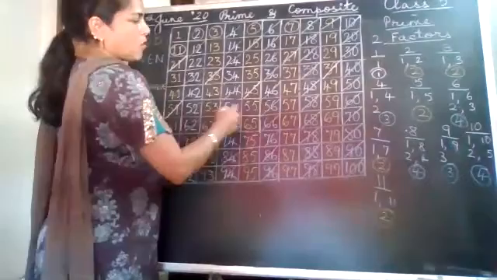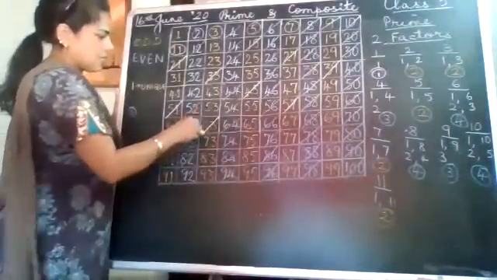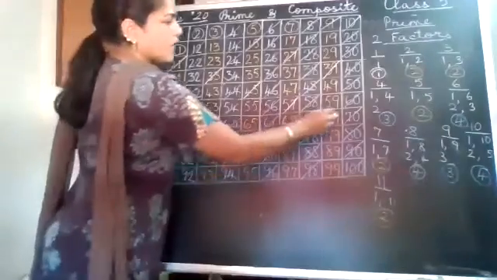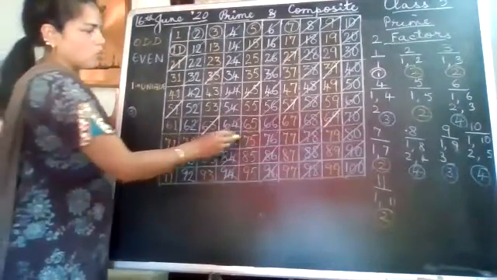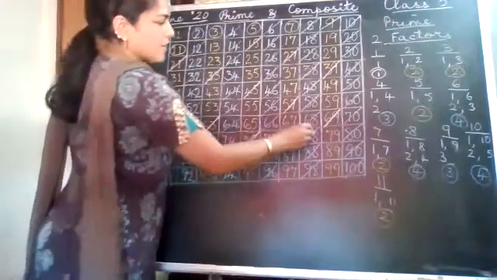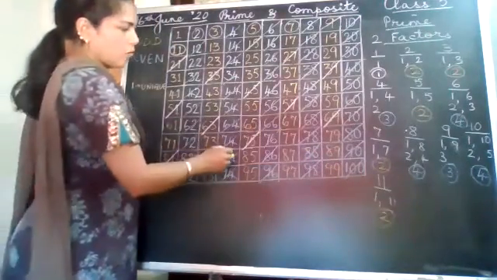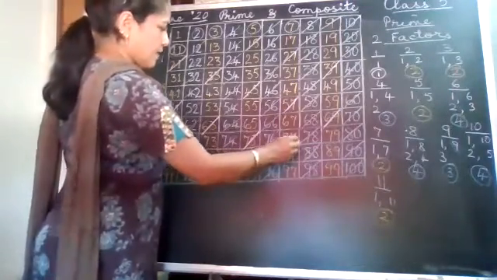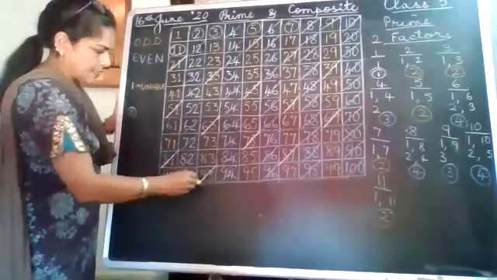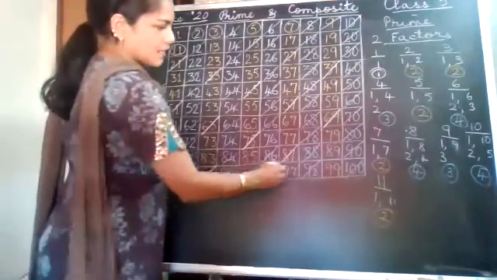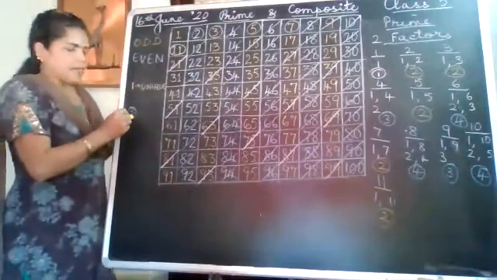Then 54, 57, 60, 63, 66 is already cut. 69, 72, 75, 78, 81, 84, 87, 90, 93, 96, 99. These were all the numbers that are divisible by 3.